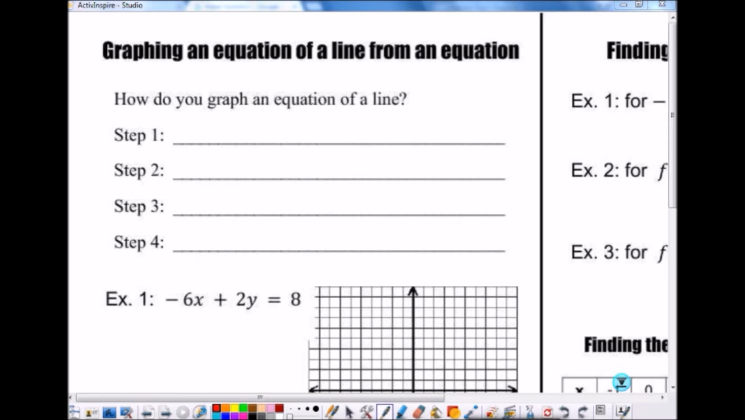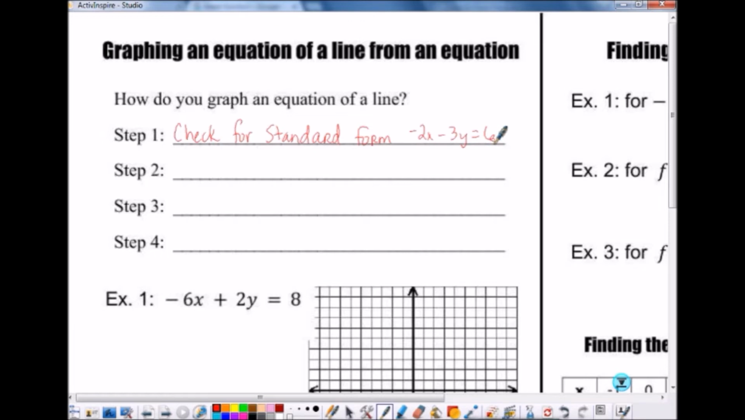Well, the first step you need to do is make sure it is in standard form. So we're going to check for standard form. Remember, that means your x and y's are all on the left side. So it might look something like this: -2x minus 3y equals 6. That is called standard form.